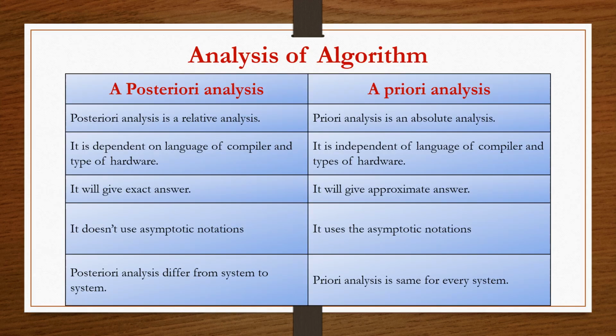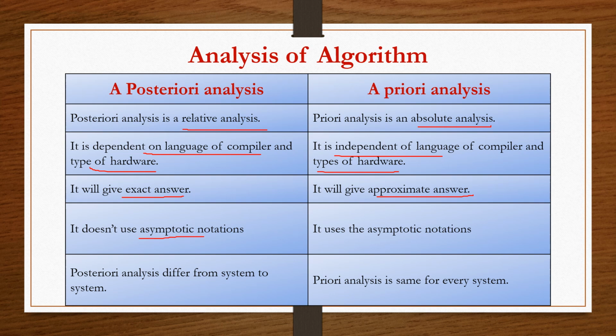Analysis of an algorithm is broadly classified into two types: one is posteriori analysis, the other is priori analysis. Posteriori analysis is a relative analysis, whereas priori is an absolute analysis. Posteriori depends on the language of the compiler and the type of the hardware, but priori is independent of the language of the compiler and the type of the hardware. Posteriori gives an exact answer, whereas priori gives an approximate answer.